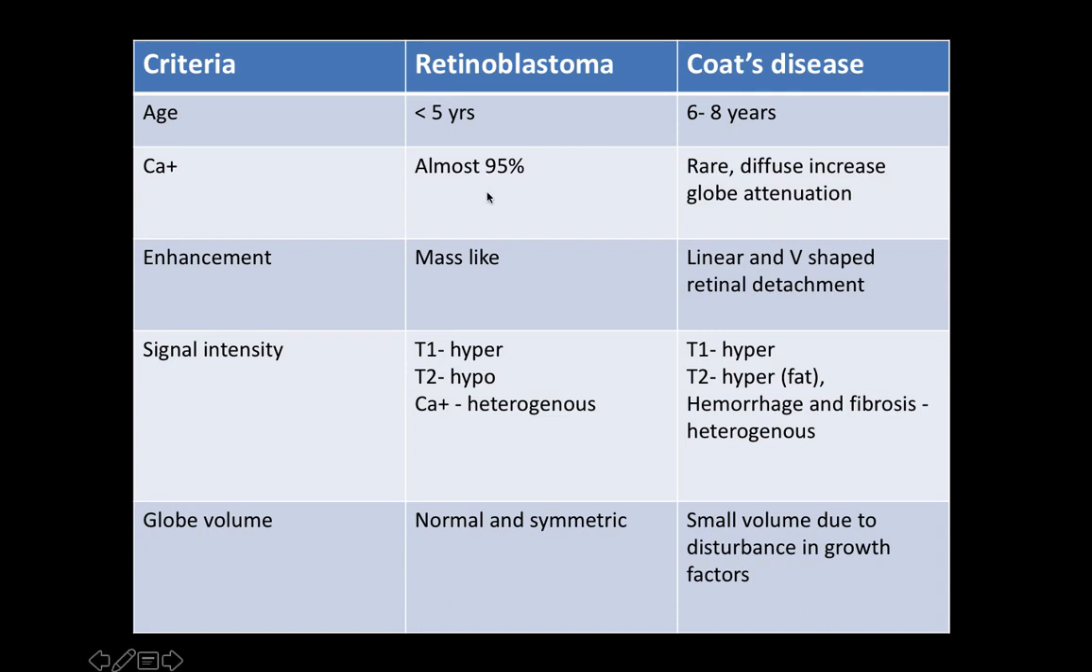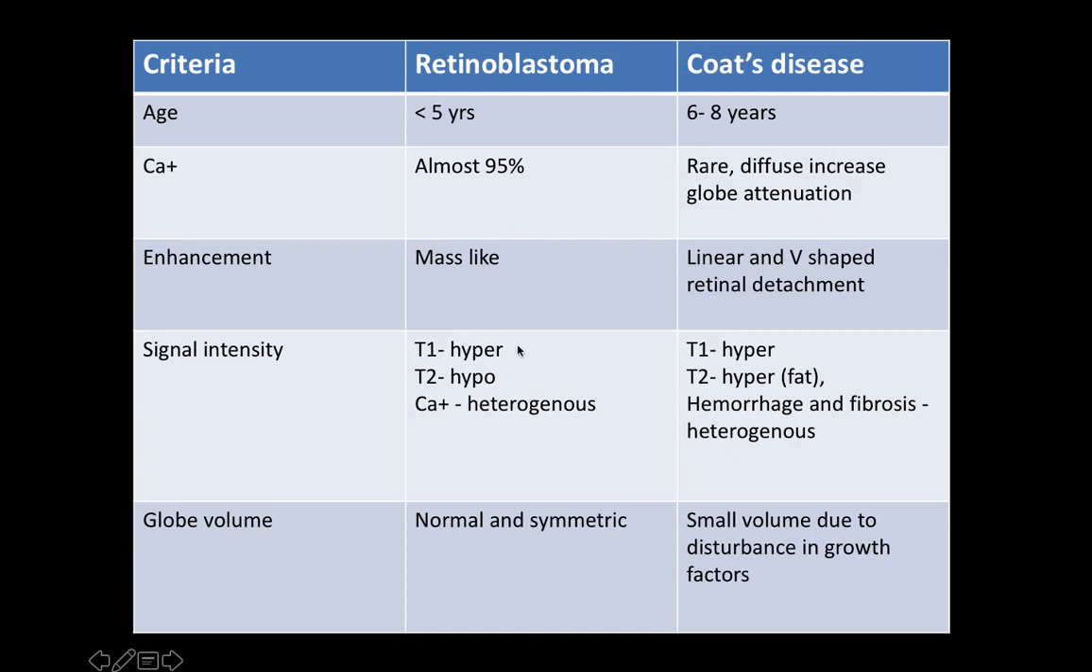So, how do we differentiate retinoblastoma from Coats disease? Retinoblastoma usually is seen in less than 5 years, whereas Coats disease is seen in 6 to 8 years. Calcification is almost seen in 95% of retinoblastoma, whereas with Coats disease it's usually rare. Also, there is diffuse increase in globe attenuation. So, in Coats disease, we saw retinal detachment, or it is linear shaped retinal detachment or V shaped retinal detachment. However, retinoblastoma will be mass like.